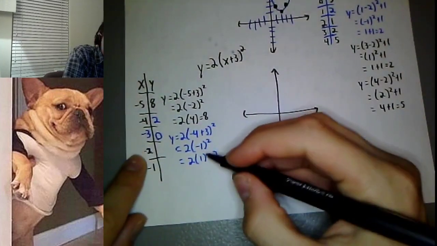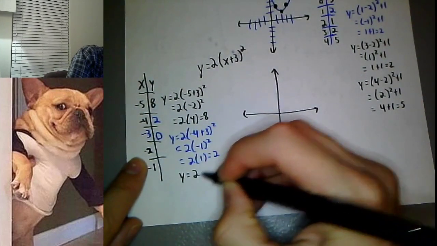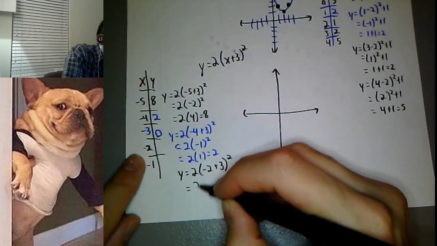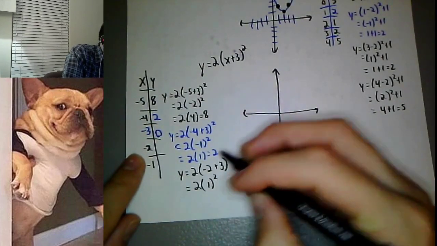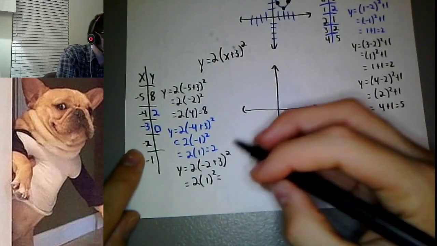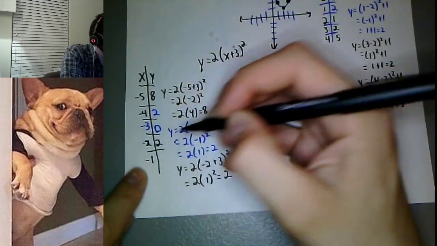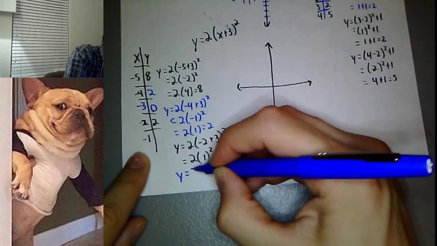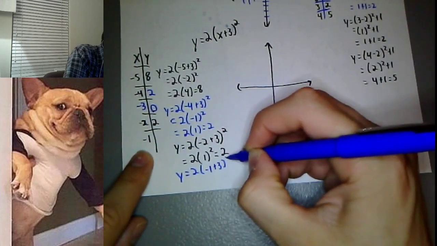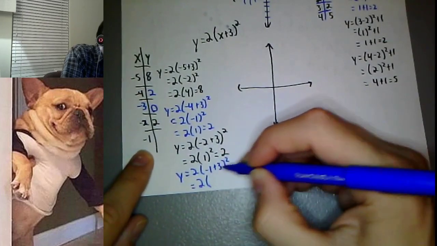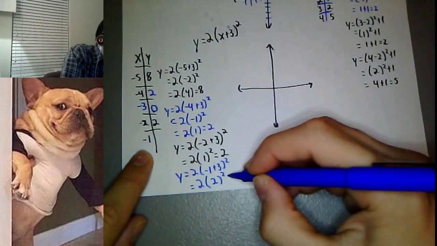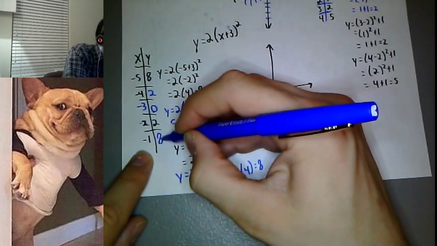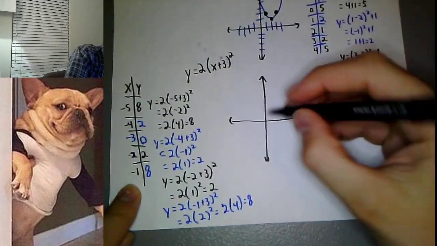Oh, running out of room, oh no! Negative 2. Y equals 2 times the quantity of negative 2 plus 3 squared. Negative 2 plus 3 gives me positive 1 squared. 2 times 1 squared gives me just plain old 2. Last but not least, I think I can fit it, guys. y equals 2 times the quantity of negative 1 plus 3 squared. Negative 1 plus 3 gives me positive 2 squared. That gives me 2 times 4, and that gives me 8. So I have my 4 points. Time to graph.